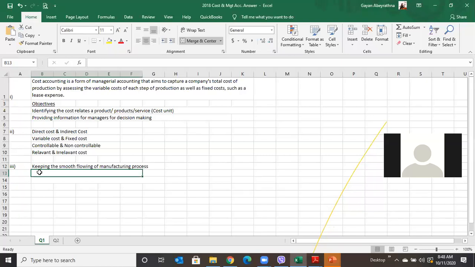Then we can say it as reducing the cost, within brackets, such as wasting. Then what are the others, please?